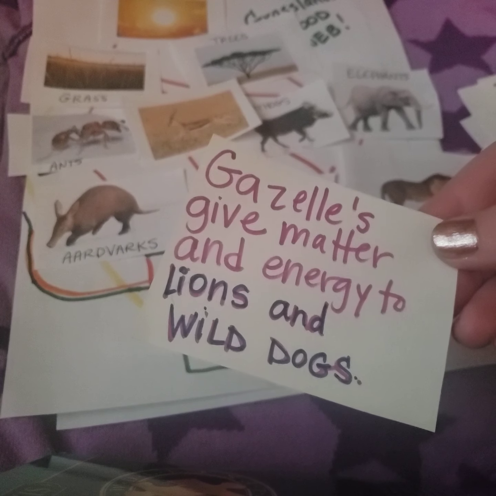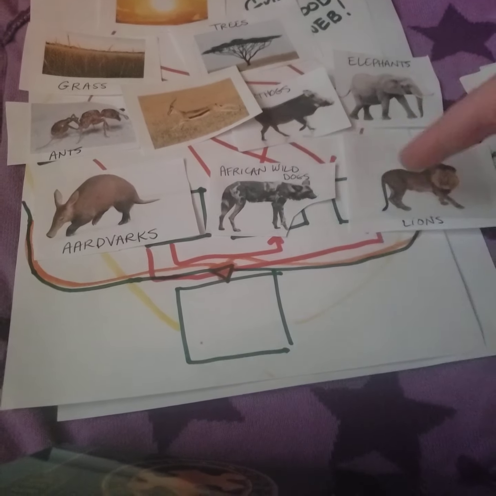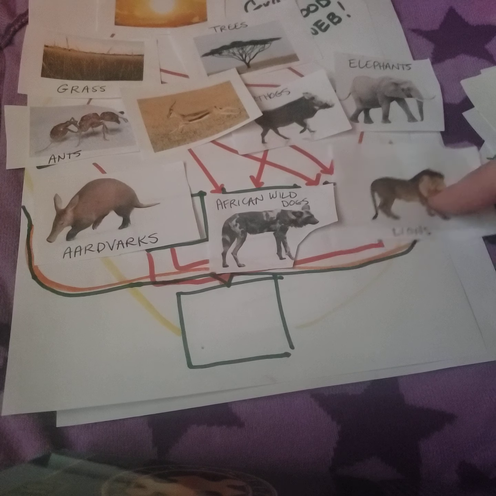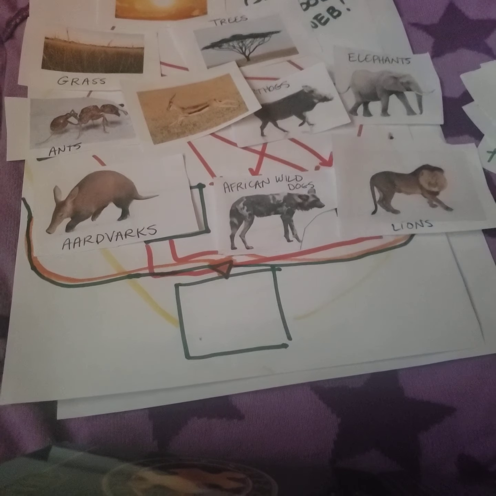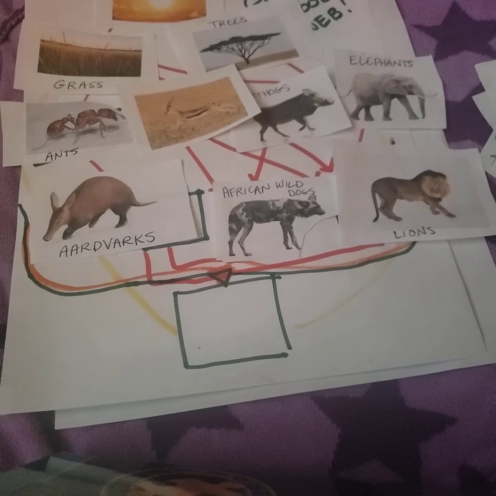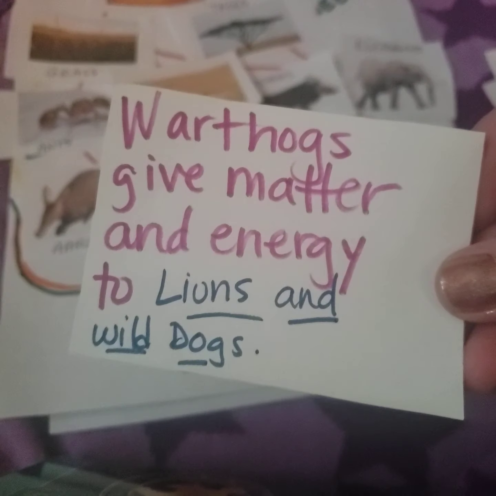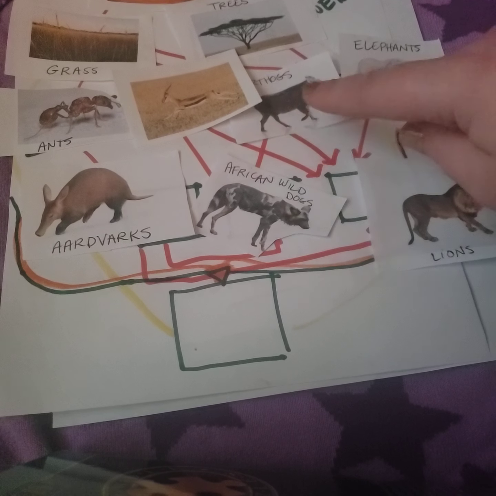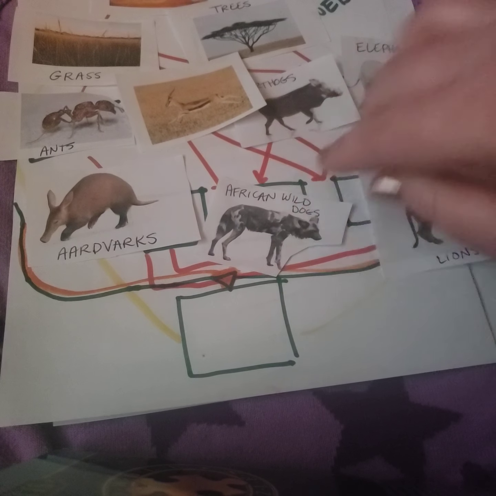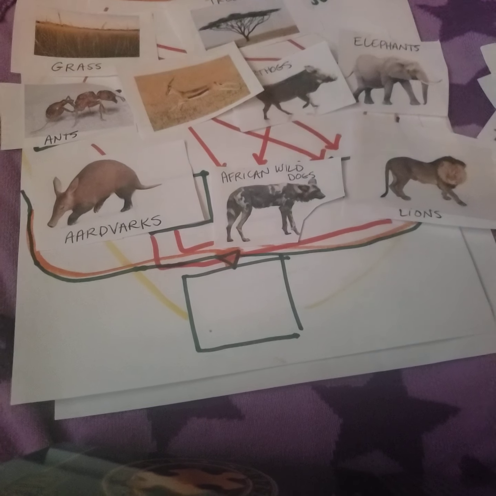Gazelles give their matter and energy to lions. Oh, there's an arrow under here, pointing over here to lions and wild dogs. Okay. Warthogs give matter and energy to lions and wild dogs too. There's our warthog here, giving their energy with the arrows to the wild dogs and the lions.